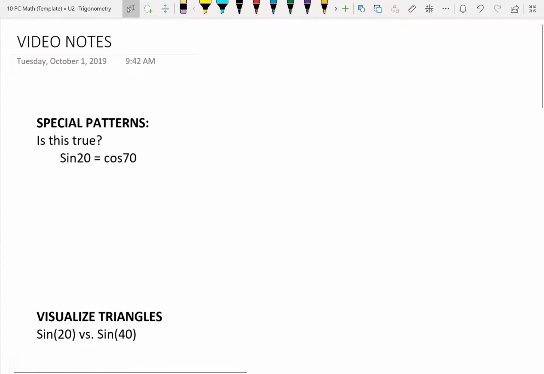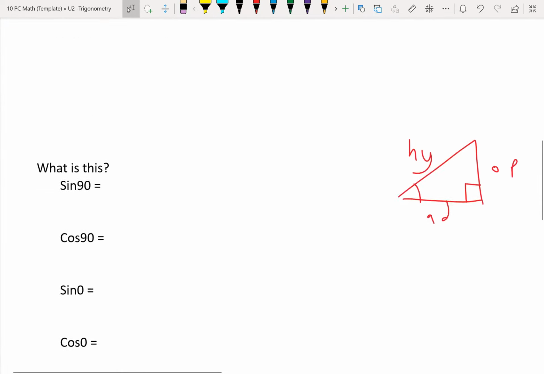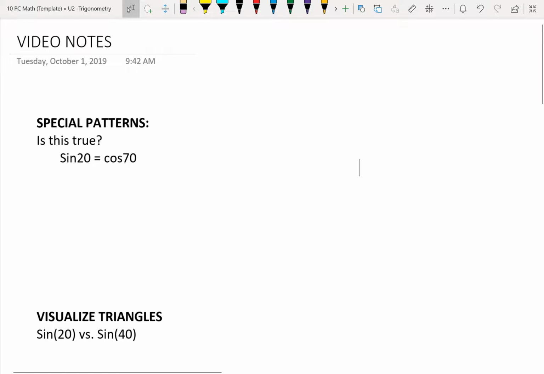All right, we're going to build on the stuff we talked about for trig last day. First we're going to talk about some patterns and visualizing. Then we're going to get into actual calculations of angles. So the first thing I have to ask is, is sine 20 the same as cos 70?